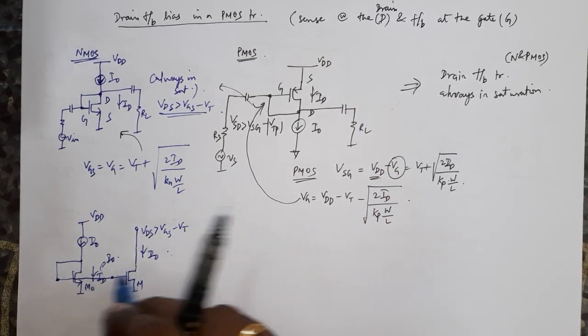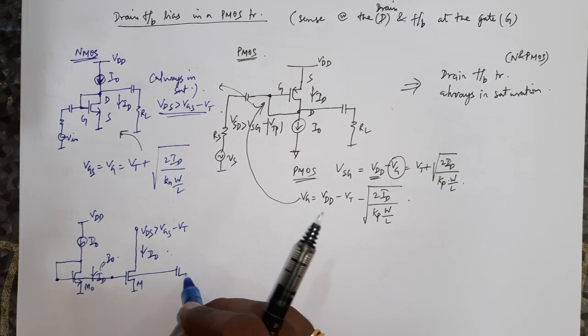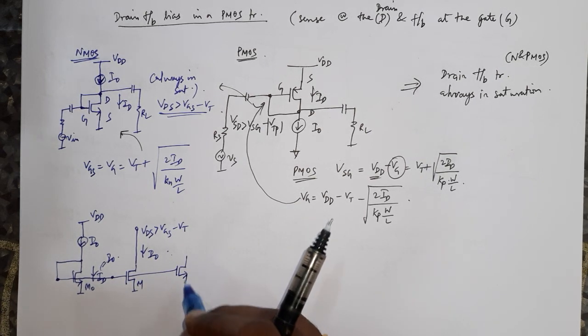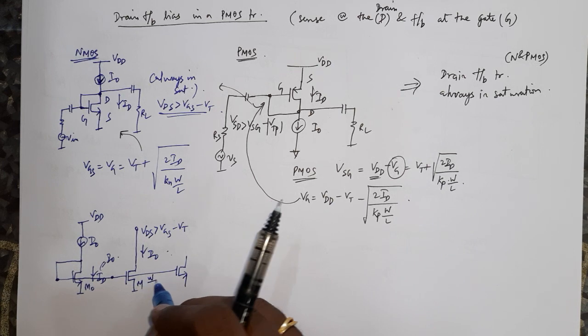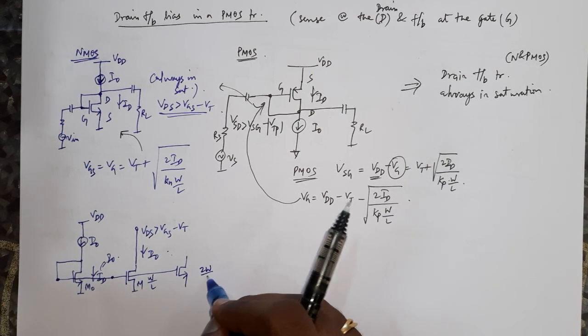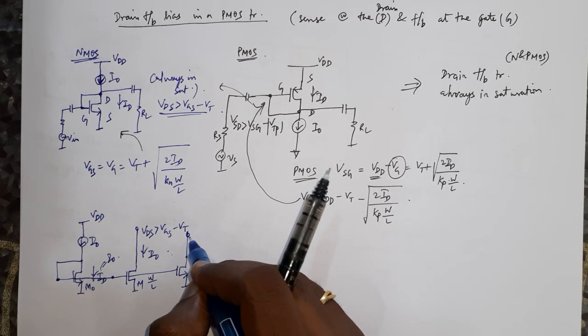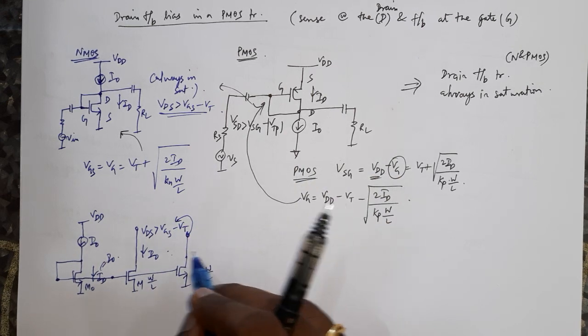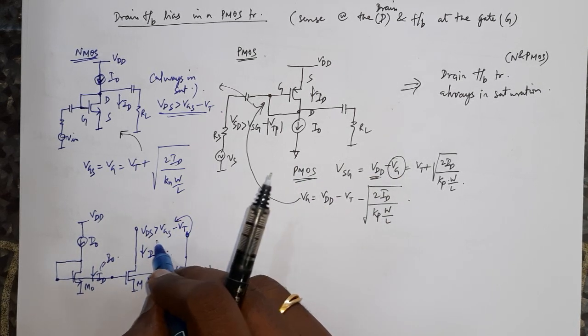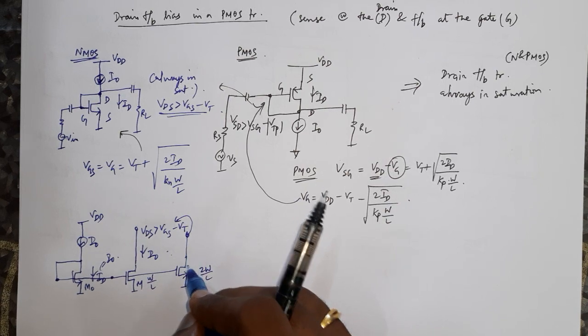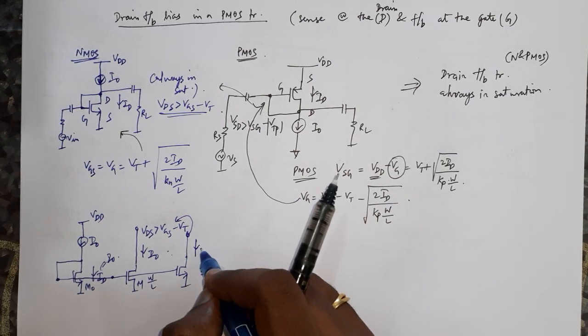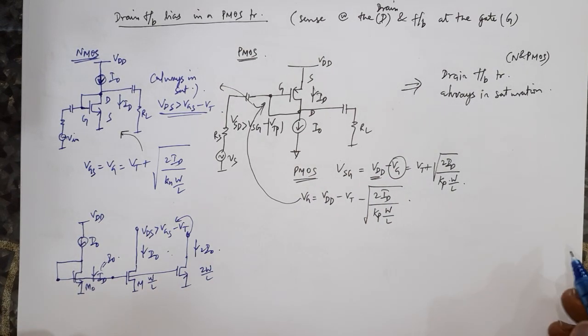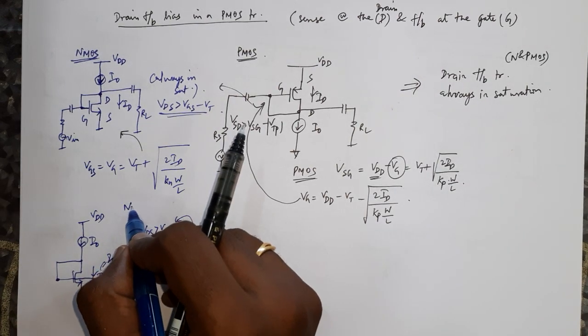Okay, so this is the mirroring concept, and then I'll extend to another case where I'll choose a W by L here, and this will be 2W by L if I choose it so, and then maintain this VD also at a value greater than VGS minus VT of this transistor. Then I'll make sure my current is 2I0. So this is what I call the NMOS current mirror.